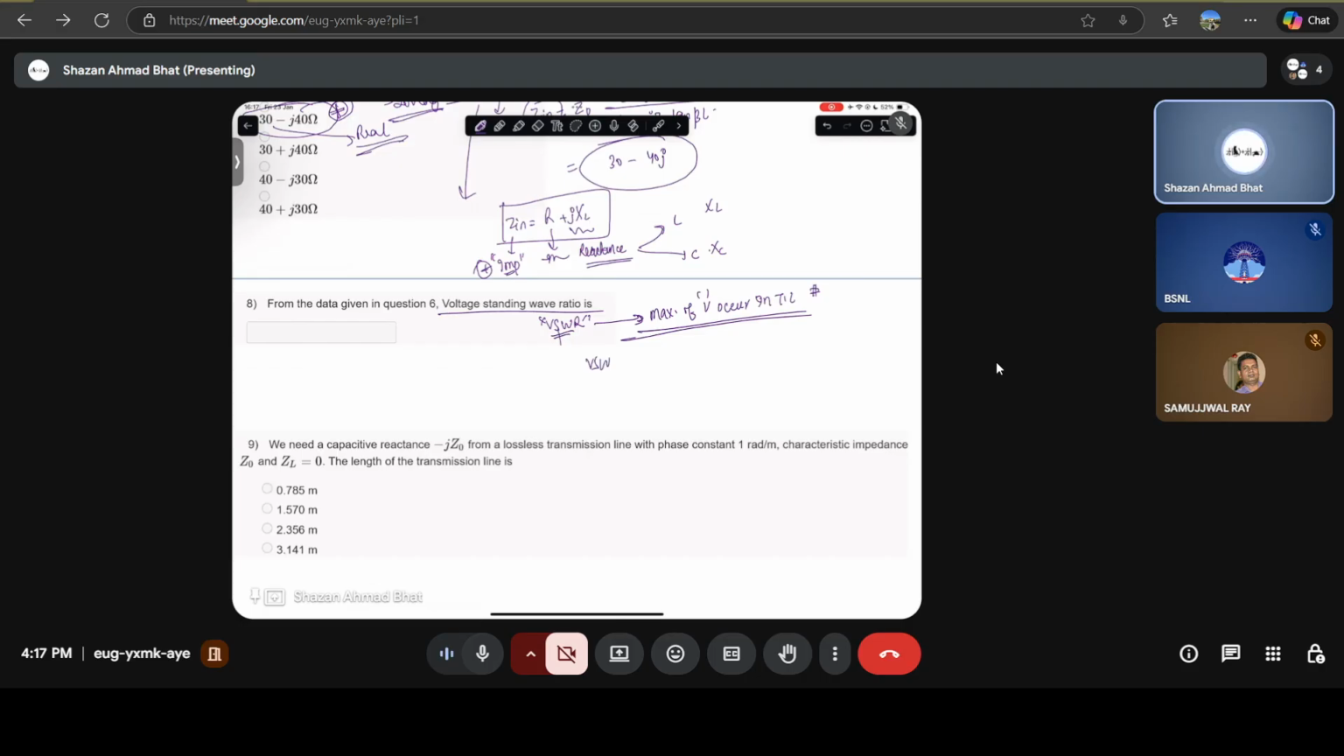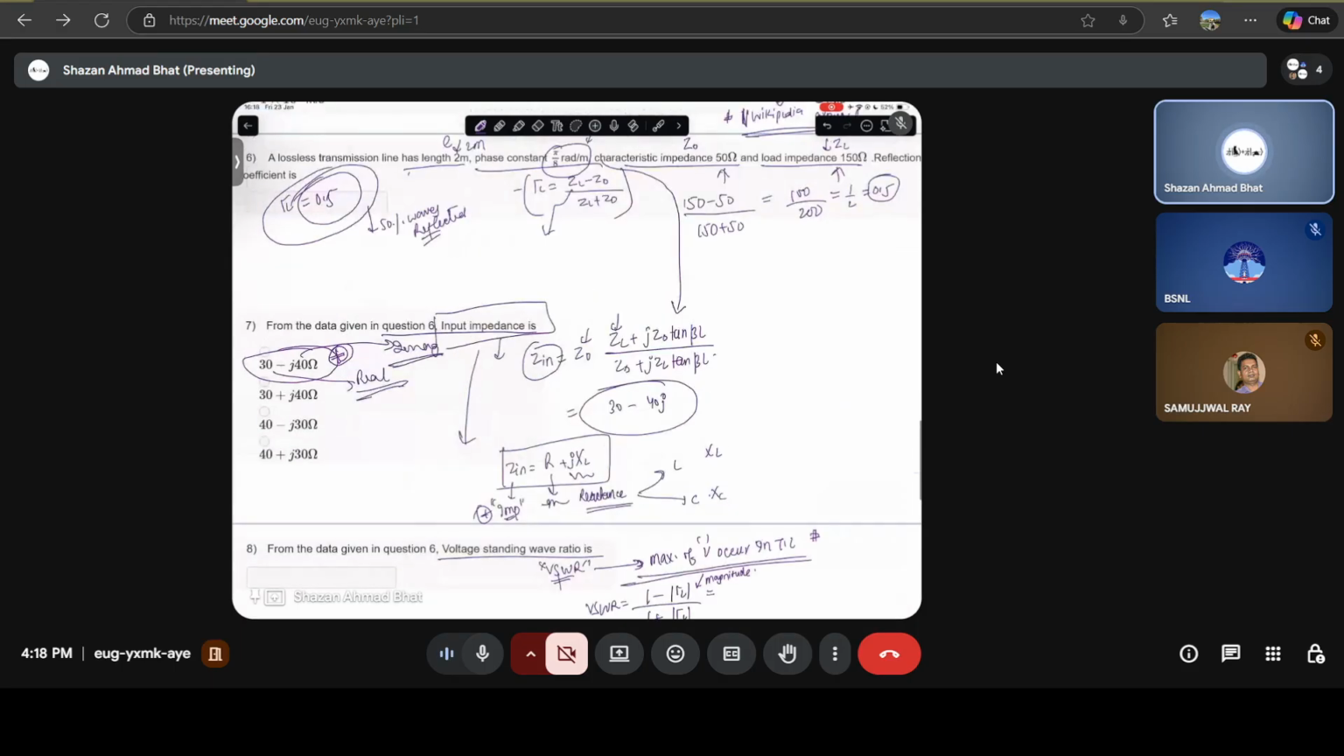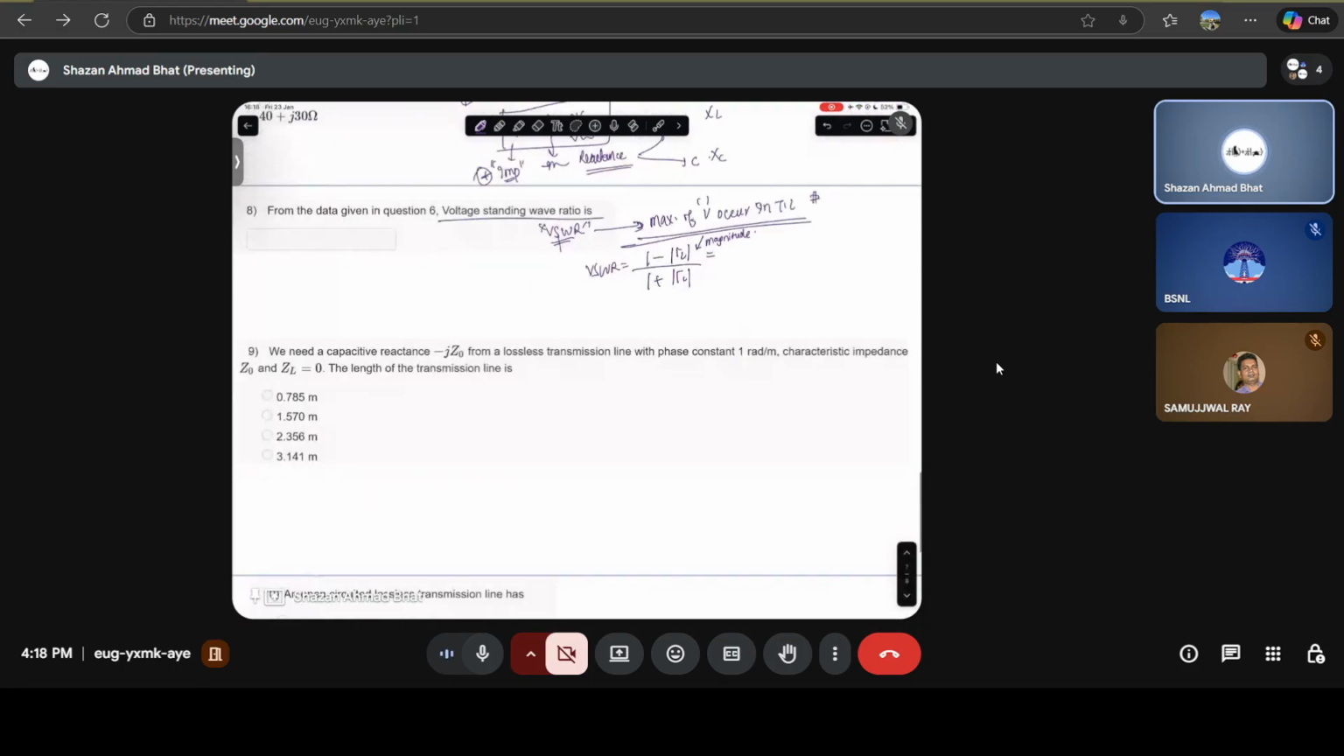And this VSWR is given as dependent upon the reflection coefficient. It's given as 1 minus the magnitude of the reflection coefficient divided by 1 plus the magnitude of the reflection coefficient. Because you have found the reflection coefficient, that was 0.5, you can write it as 1 minus 0.5, 1 plus 0.5. So you have 0.5 over 1.5. This is 5 over 15, which is 1 by 3.